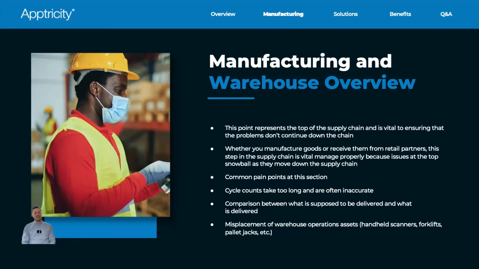And so when those things get misplaced, and you're managing a large warehouse with a large amount of square footage, it can become incredibly difficult to pinpoint the location of those things. And you can spend hours looking for those types of things that are vital to managing an efficient warehouse. So those are really three of the pain points that we want to focus on here today.